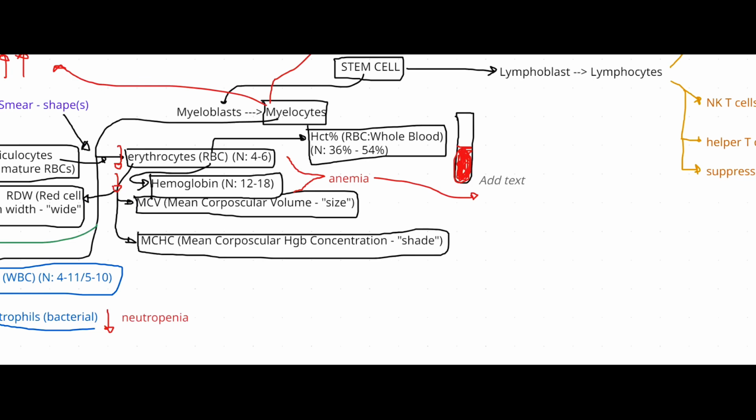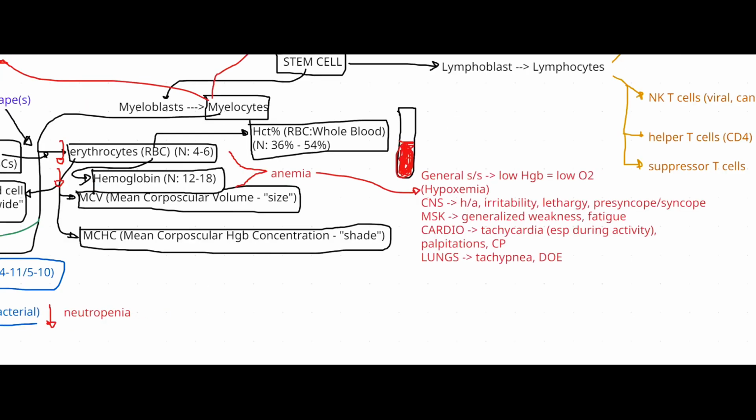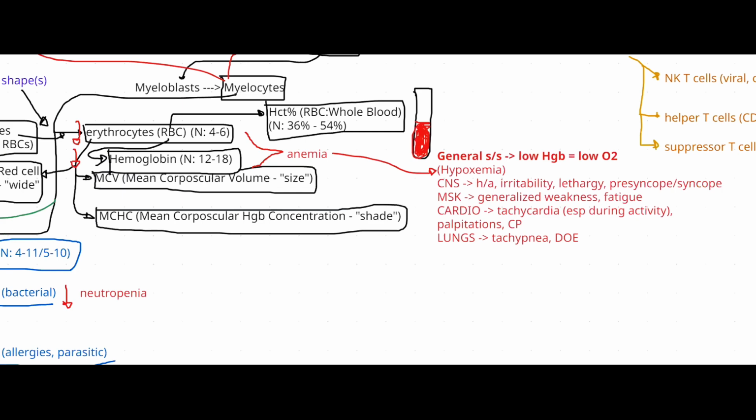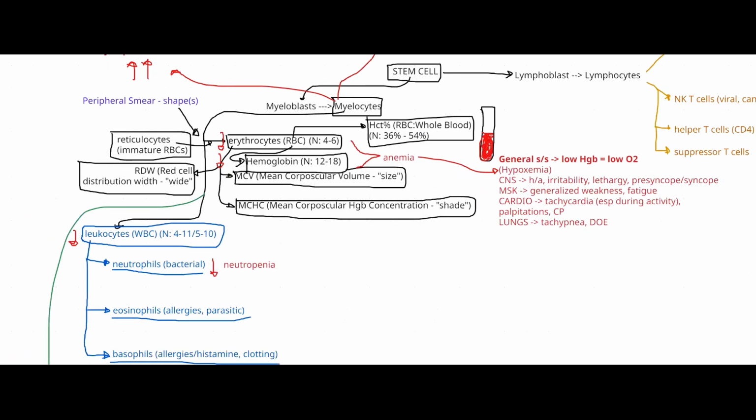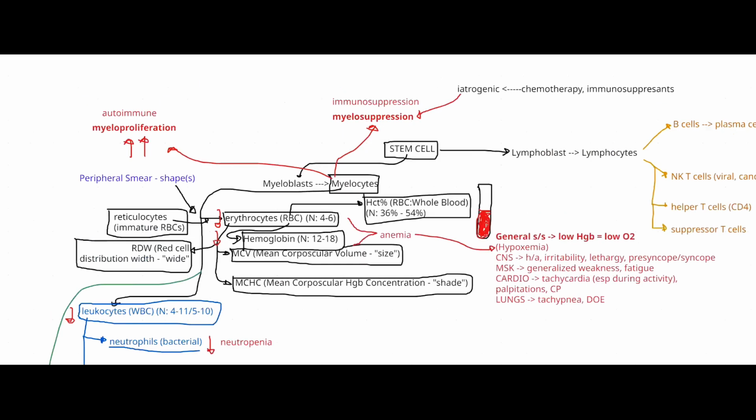Okay, so these are all general signs. It does not matter the type of anemia that someone has, they're all going to have these symptoms, depending on how low this hemoglobin is. And then we also have different types of anemia outside of myelosuppression. Remember, this one that I've listed here is for myelosuppression. So all of the red stuff here is myelosuppression.